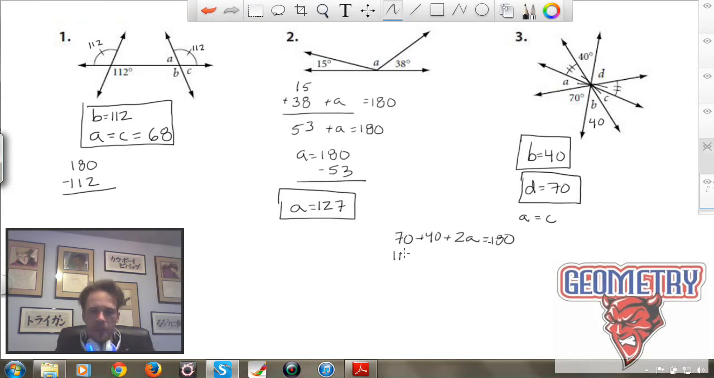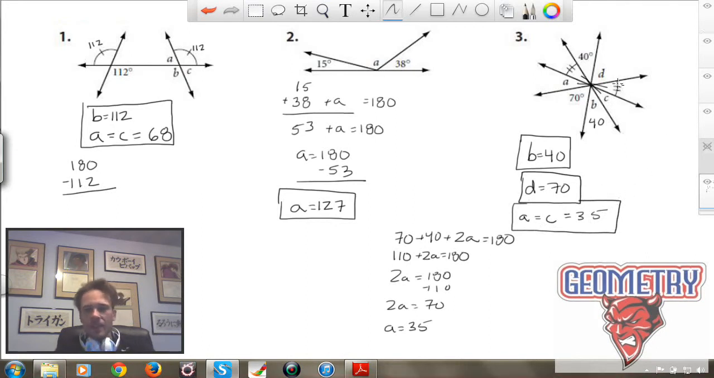70 plus 40 is 110. So 110 plus 2A equals 180. Let's subtract 110 from both sides, and we're left with 2A equals 70 degrees. Therefore, A equals 35, which means C is also 35 degrees as well. We can plug this back in and test to make sure we get 180. So 35 plus 35 is 70. 70 plus 70 is 140, plus 40 is 180. So the numbers look like they check out pretty good there.